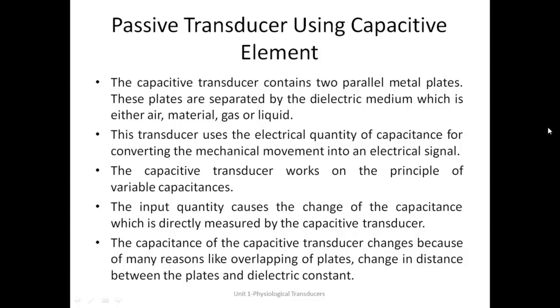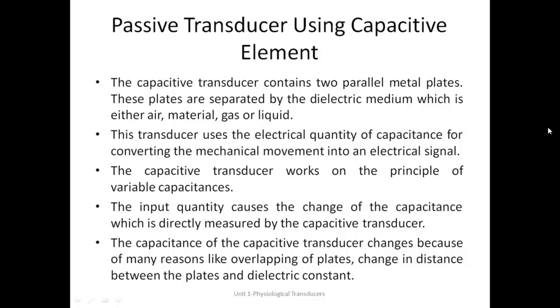Right, so the second passive element of electronic circuits is a capacitor, and the capacitor can also be used for designing a variety of passive transducers, right? So over here also the basic fundamental remains the same.